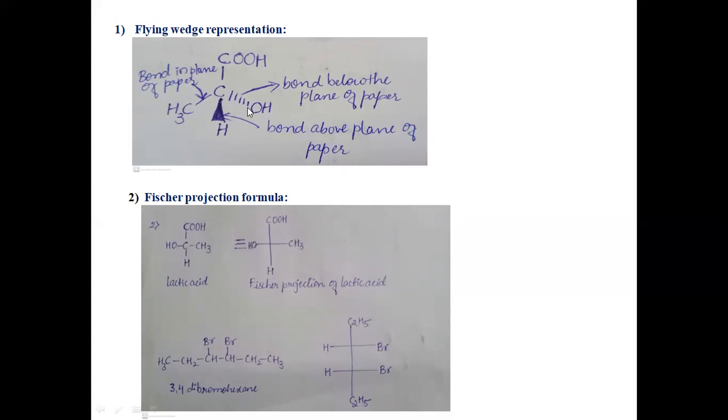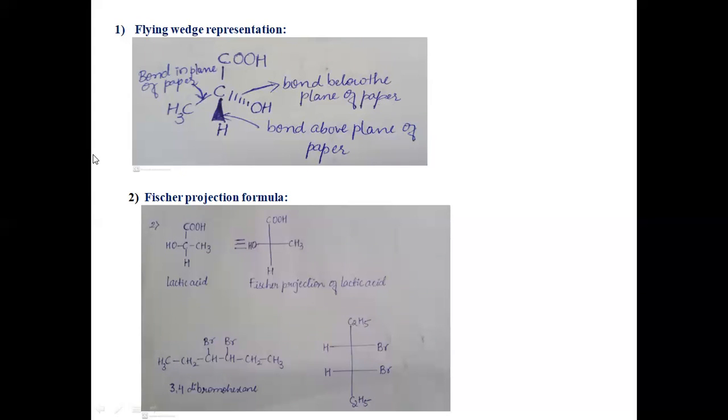And the last, third type of bond, we call it a hashed line or broken line. See here, you can see the broken lines, or you can call it a hashed line. This broken line indicates the bond which is below the plane of the paper. That is, it is projecting away from the observer. This solid wedge is projecting towards the observer, whereas this broken line will be projecting away from the observer, or away from the viewer, or we can say away from us. So such a type of bond represents below the plane of the paper.